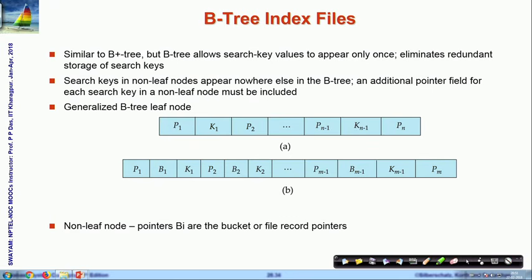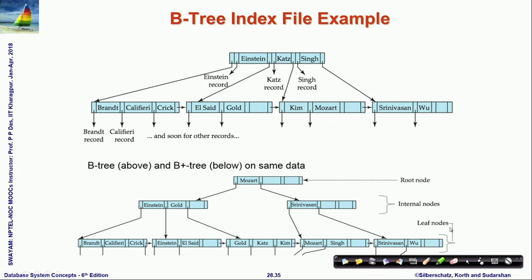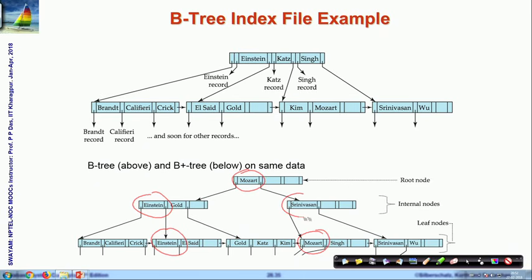Let me just show you an example. If you look at this carefully, what you have seen is a B plus tree. You can see that Mozart happened here, it also happened here, and this is the leaf level. From here you actually get pointers to the record for Mozart. Similarly, Einstein happens here and it happens here. Srinivasan happens here, so they happen multiple times.